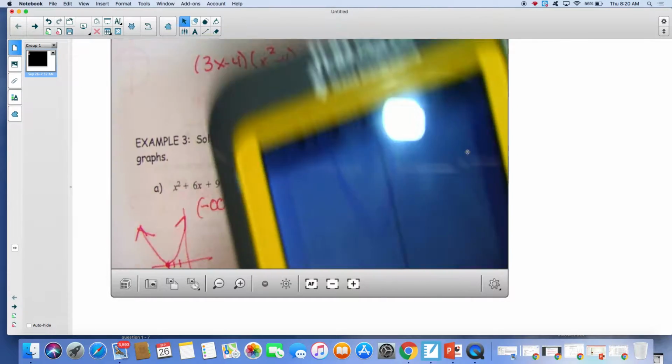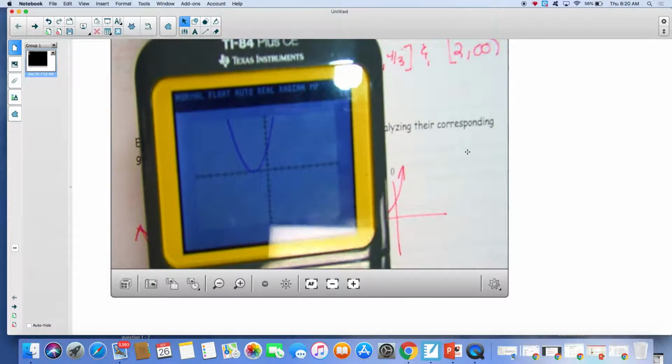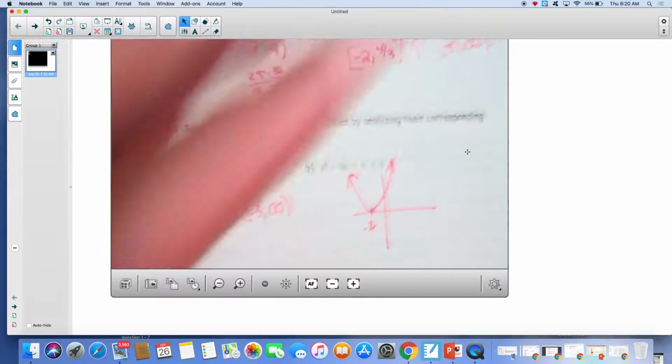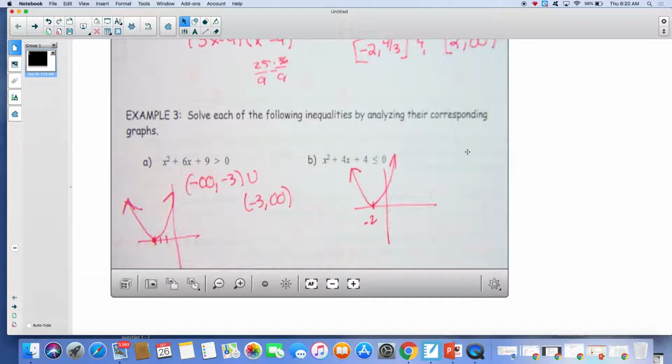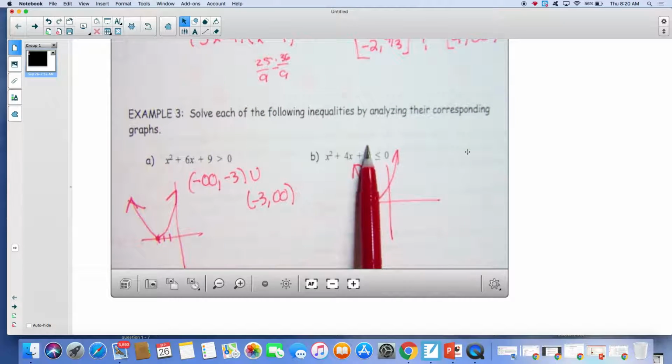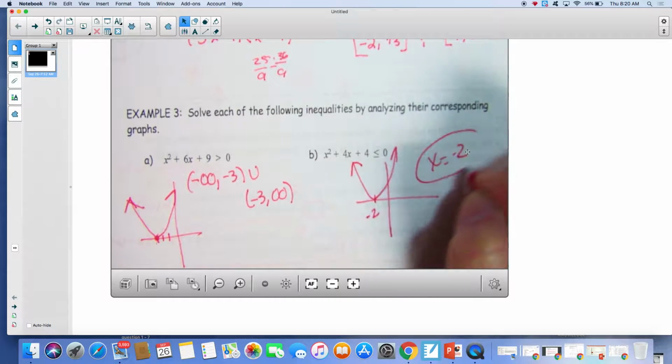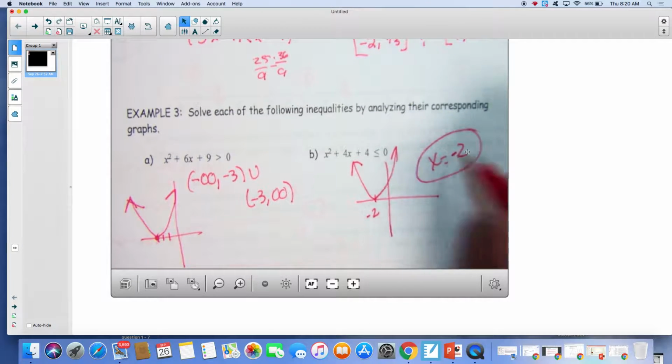This graph, when we graph it, has vertex at -2. X squared plus 4x plus 4, when is it less than or equal to 0? Well, it's never less than, is it? Because it's all above. But it's equal to 0 where? -2. So x equals -2 is our only answer.